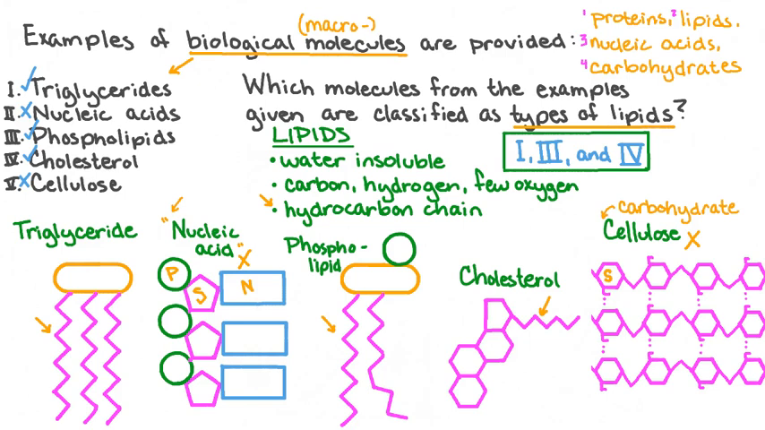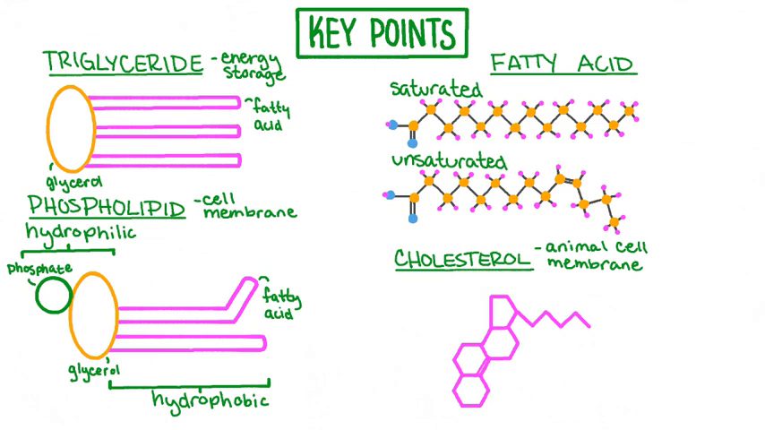Let's wrap up our lesson by reviewing what we've learned. In this video, we learned about the properties and the functions of lipids. We learned about saturated and unsaturated fatty acids and how their structures give them specific properties. We learned about triglycerides and phospholipids and how their structures are directly related to their function. And we learned how lipids are classified, as well as the role that the derived lipid, cholesterol, plays in the animal cell.